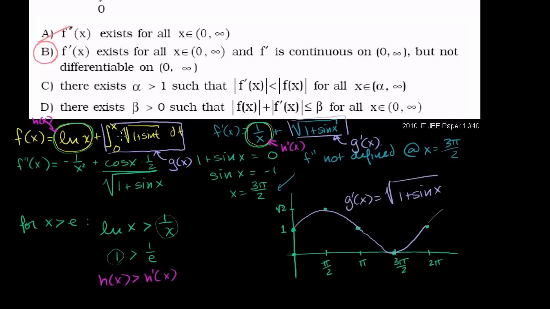Now what is g of x? What is this thing over here? Well, this is the definite integral from 0 to x of this thing. So you take any x value.